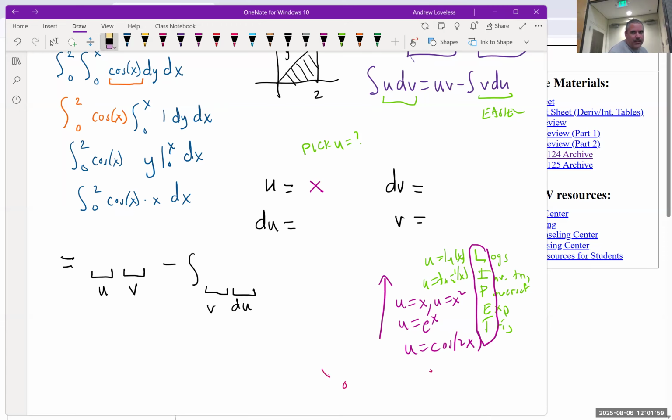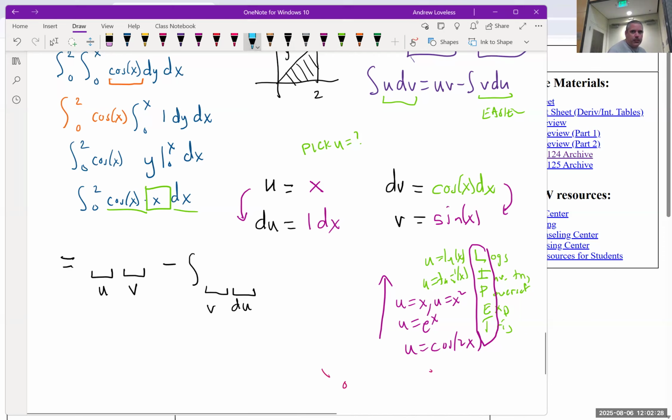But the real decision making is, does it make things better? So the moment you make this choice for what is u, everything else that you see there is your dv. And then your job is to take the derivative and take the integral and hope that that's better. So the derivative is 1. The integral, and these are the places where it's easy to get signs wrong. And then I always remember it as follows. The formula says put those two things together. So I always remember it as smushing together the main diagonal.